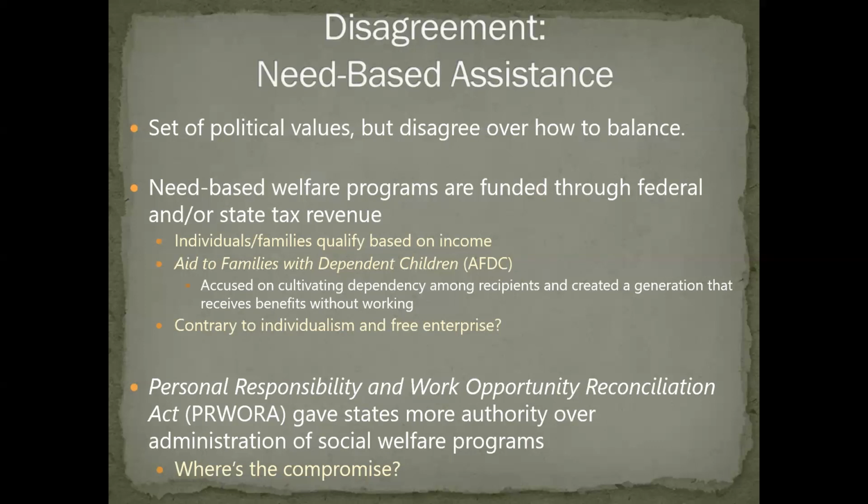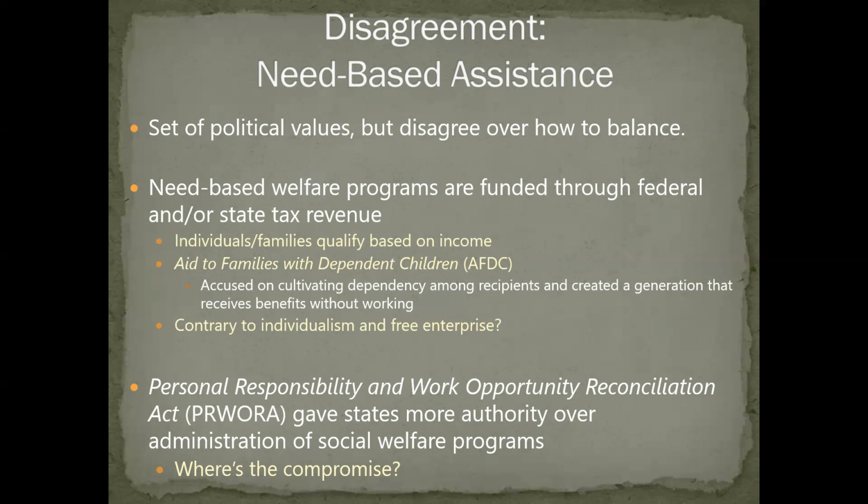For letter F, where we really disagree is on interpretation. How do we balance this? One clear example is by looking at needs-based assistance programs. So I'm talking about welfare, guys. That's funded through the federal and or state tax revenue. So individuals or families qualify for this based on their income. And I've got several examples here.